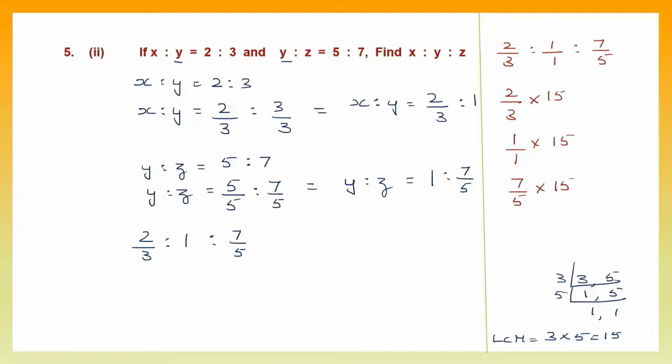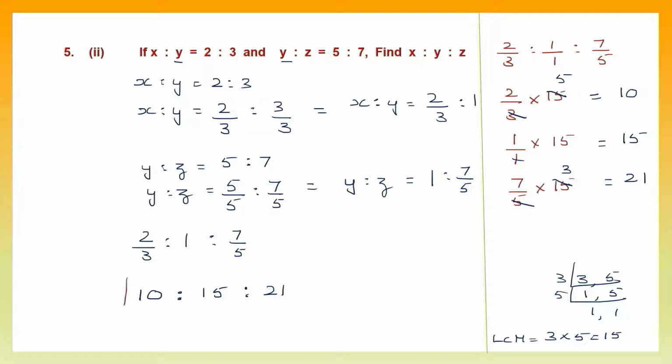Okay, now let's cancel. 3 5s are 15. So what do I get? 2 5s are 10. Here I can't cancel with anything. So 1 into 15 is 15. Third one, 5 3s are 15. So 7 3s are 21. So I've got my ratios. 10 is to 15 is to 21.